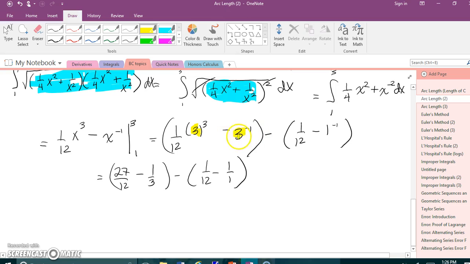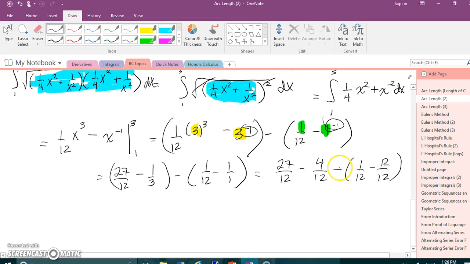So here's plugging 3 in, and here's plugging 1 in. Because we have to do this all by hand without a calculator, I wrote it all as fractions, not with these negative exponents, because they're kind of hard to think about unless it's a fraction. So let's get some common denominators here. I need this to be a 12, so multiply by 4, and I'm going to do minus 1/12 minus 12/12. So what I'm going to do is distribute that negative so that I can combine everything. Now it's all over 12, so I just have 27 minus 4 minus 1 plus 12, which gives me 34 over 12, which equals 17 over 6.